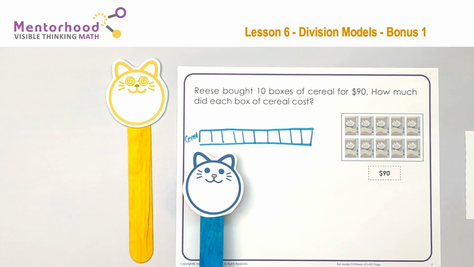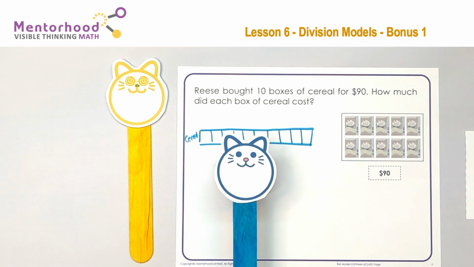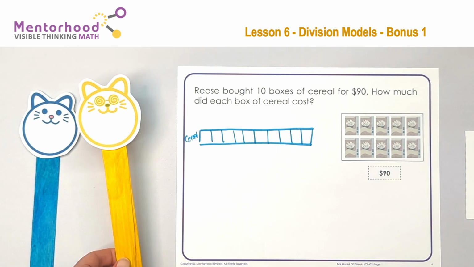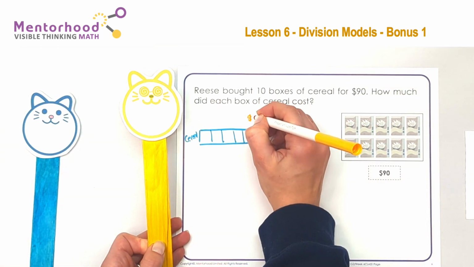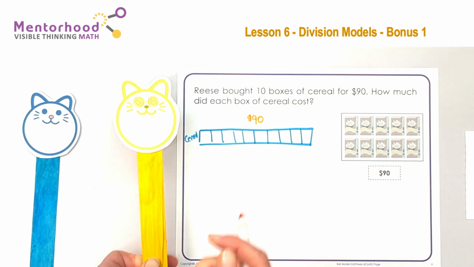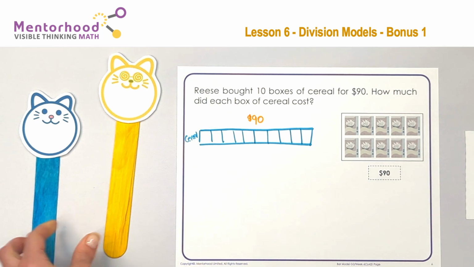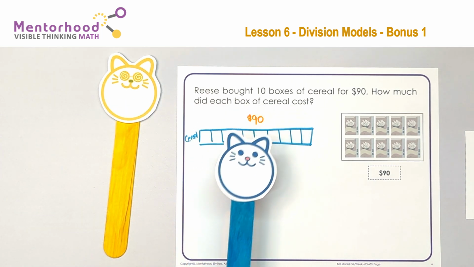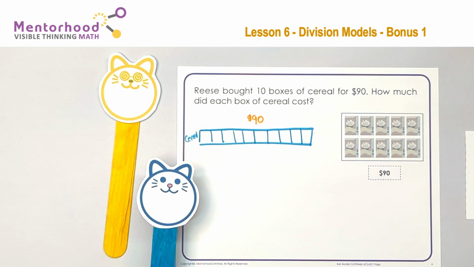Alright, so these are the 10 boxes of cereal. Now, we're going to put the total amount up here. So how much did all of it cost altogether? Oh yeah, all of it cost $90. And in these boxes we put... Do we put anything in these boxes, Matthew? Actually, we're going to save those boxes for the amount that each box of cereal cost, which we don't know yet. But what we do know is the number of boxes.